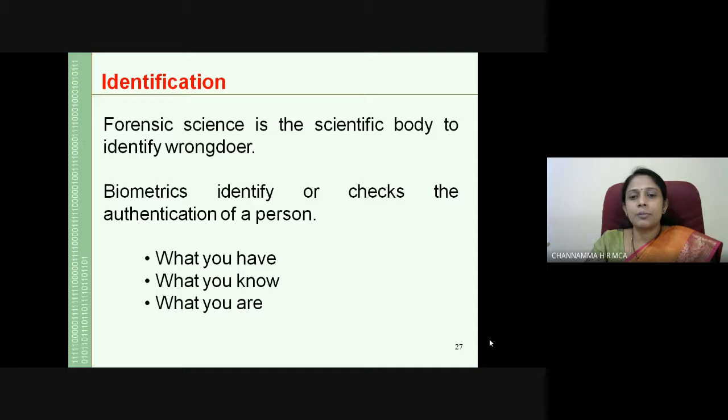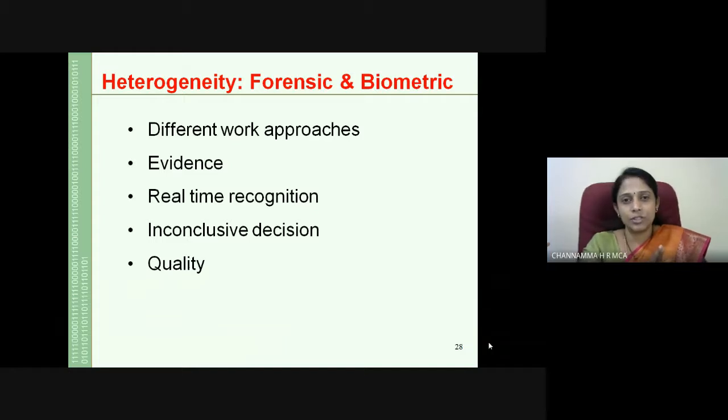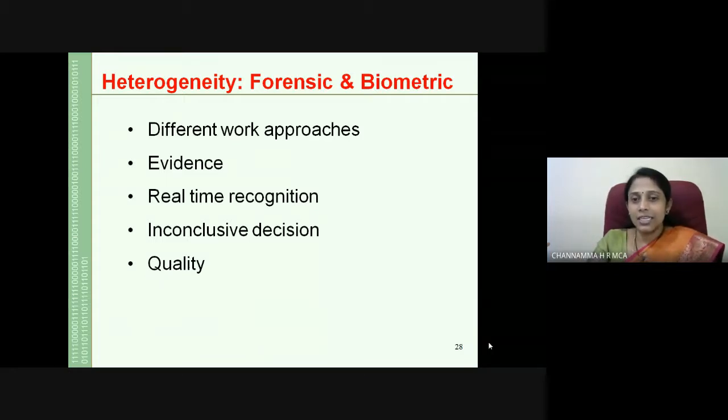And what you are means we don't need to carry anything. Like fingerprint and face, which may become a trait for authentication. Hence biometric traits are the most convenient and most powerful way of authenticating a person.